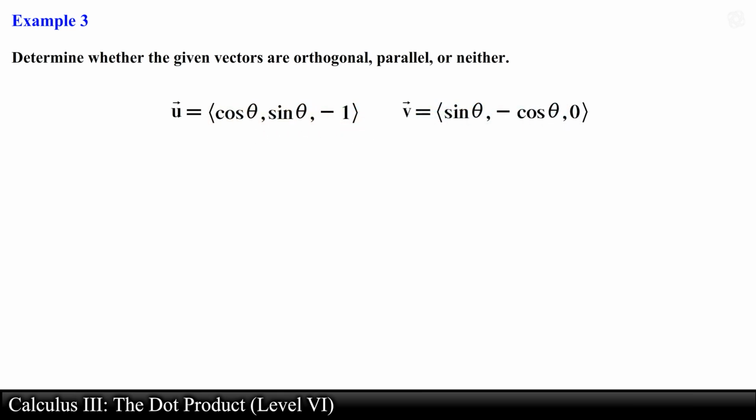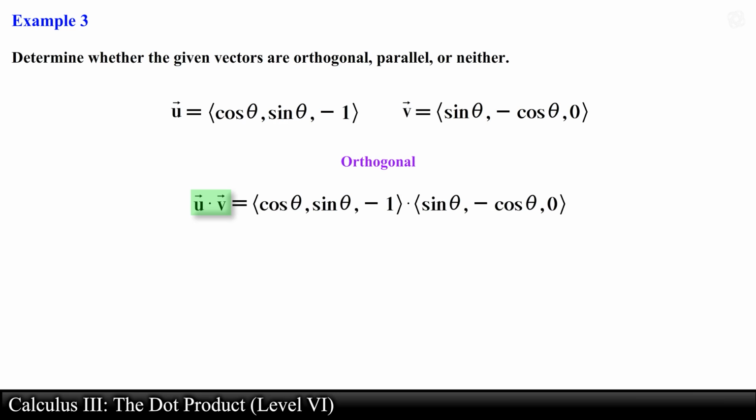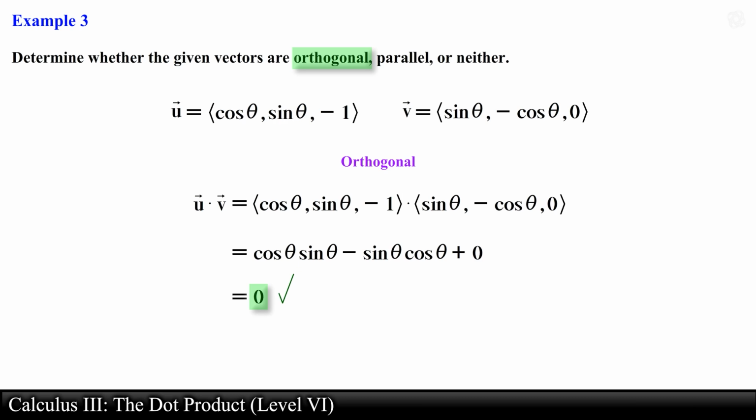Let's first check to see if the vectors are orthogonal. Let's compute u dot v by using the component definition of the dot product. Simplifying the expression, we obtain 0 as our answer. Since the dot product is equal to 0, we can conclude that these two vectors are orthogonal or perpendicular to one another. Alright, let's move along to the next example.